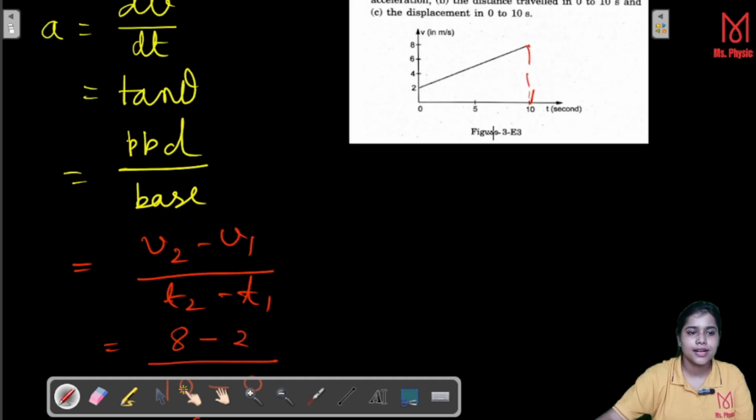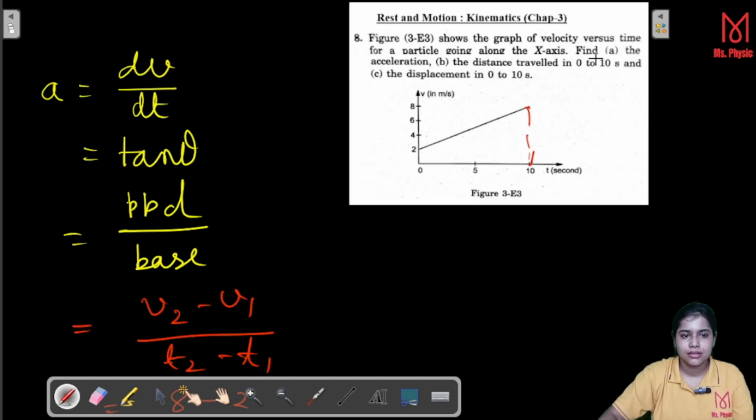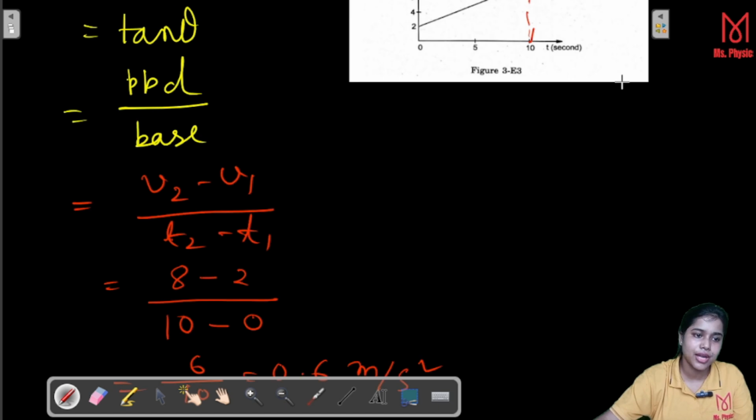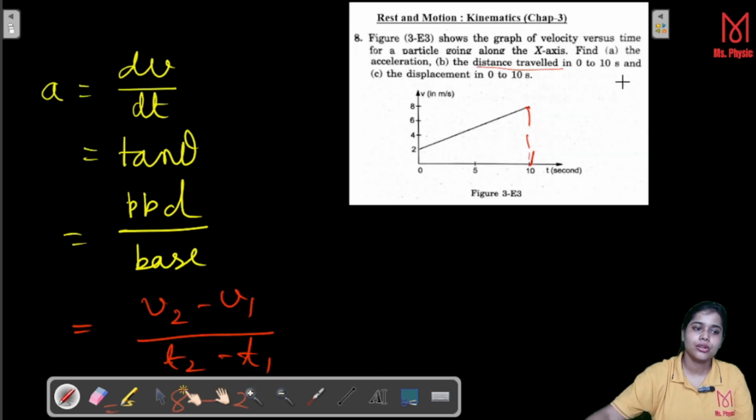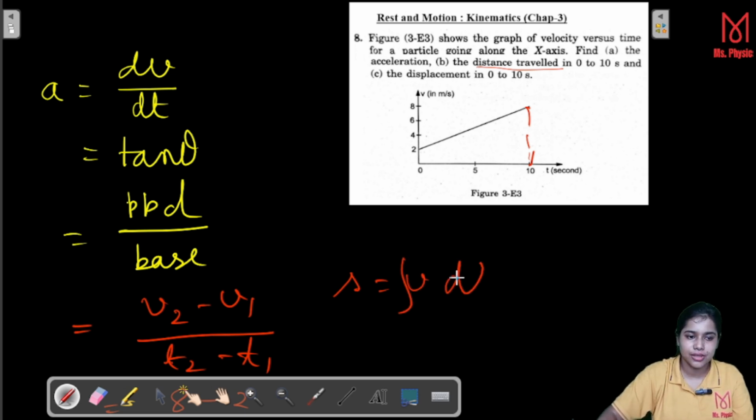So this is the first answer of the acceleration. The distance traveled in 0 to 10 seconds. Distance traveled means s. You have to calculate. So if you remember, I told you that s is equal to the integral of v dt. That means you have to find the area under this curve. Now there is a way to find it. Let me show you how you can do it.